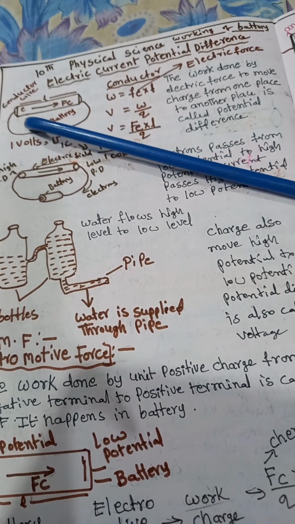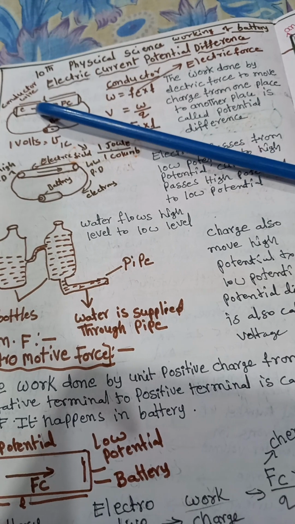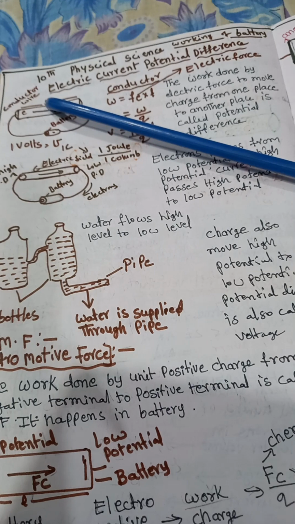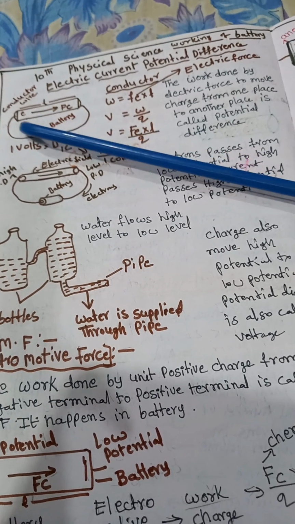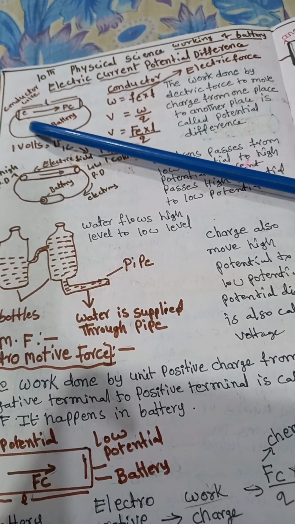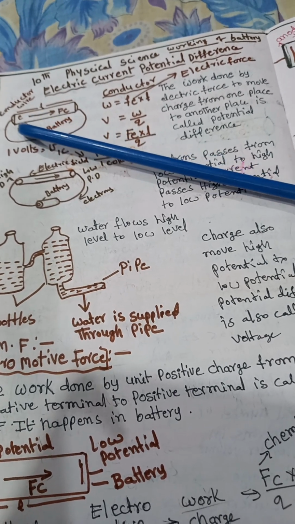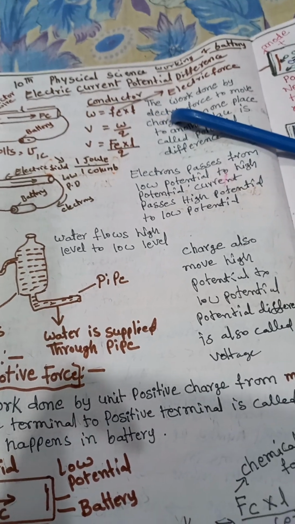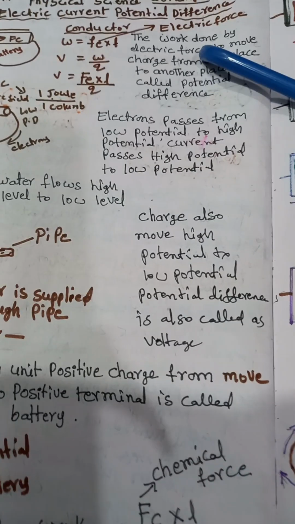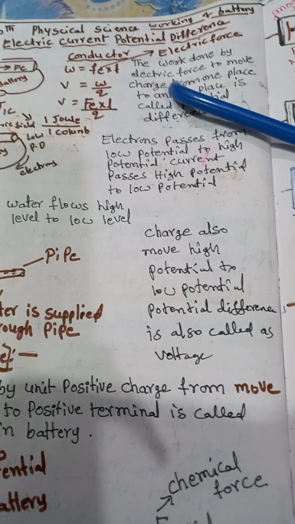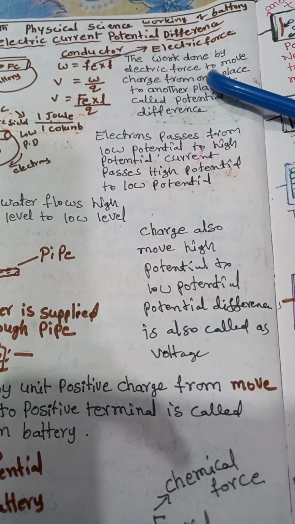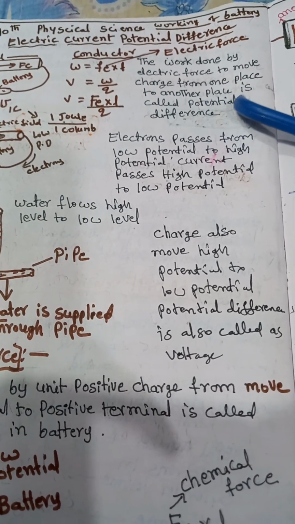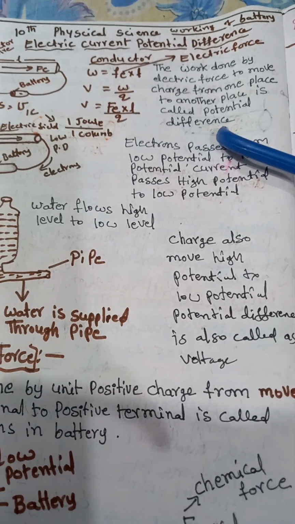The unit charge covered a distance. So here the distance is denoted by L. So the unit charge covered the distance from one end to another end. So the work done by electric force to move charge from one place to another place is called potential difference.